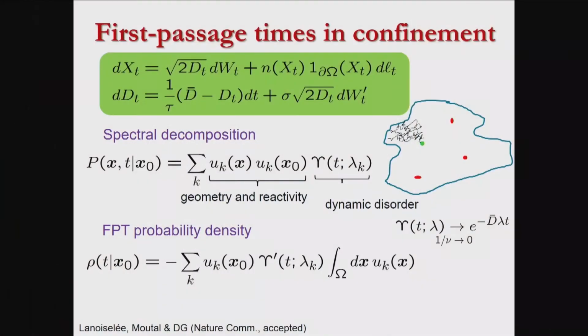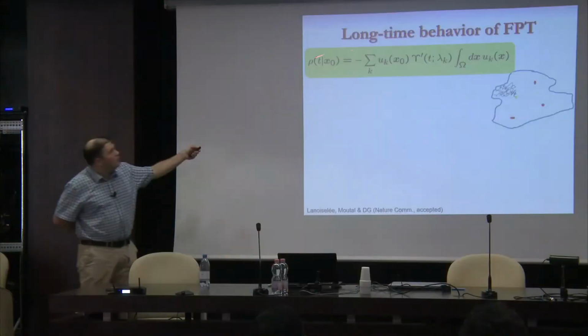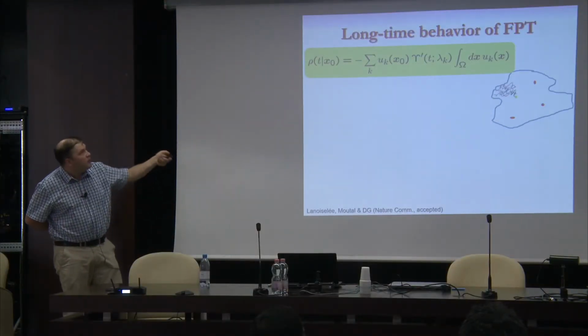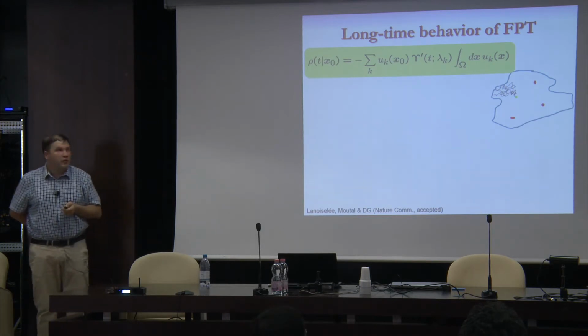Okay, so then again, from this expansion, which is formal because then you have to put inside the eigenfunctions of a given confinement, you can derive this survival probability and the first passage time density. It looks like that. So let's look in more detail at this quantity in particular, its long time and short time behavior.